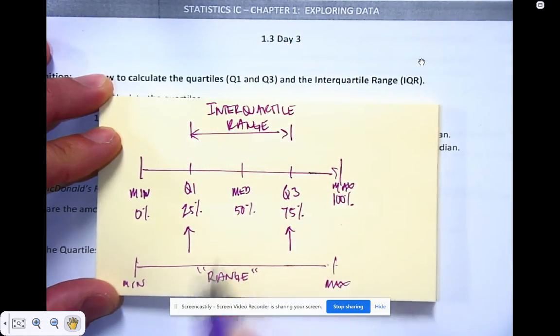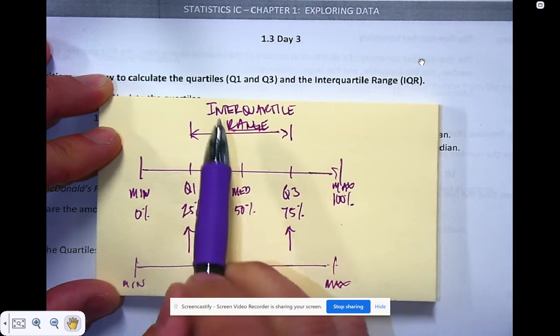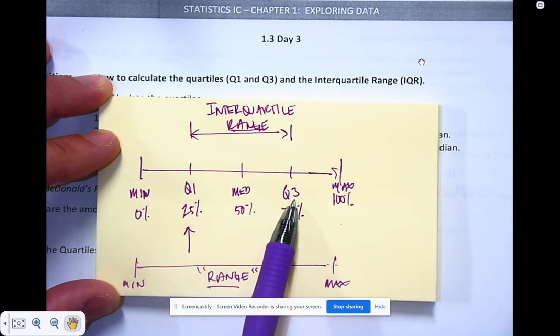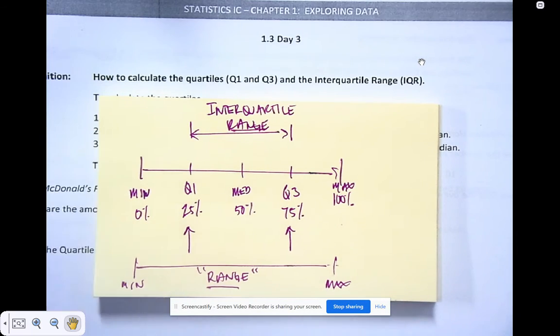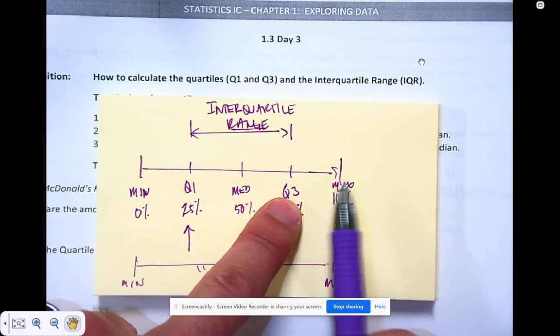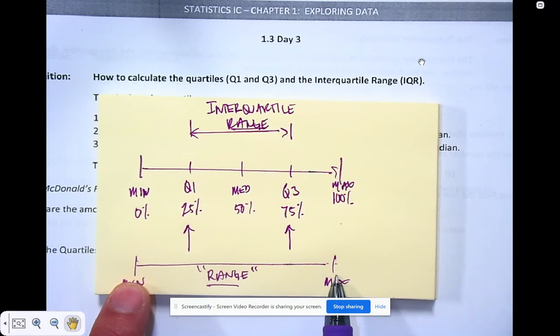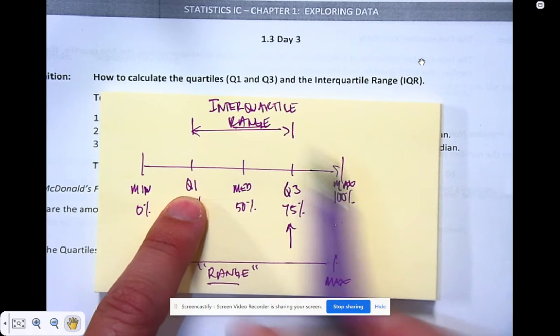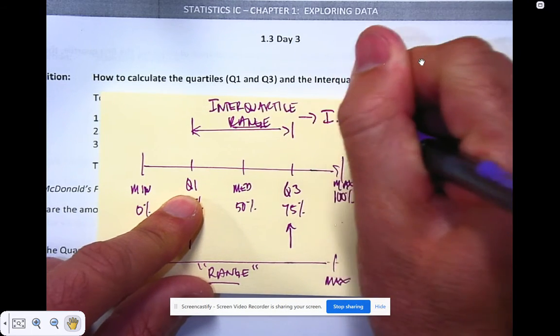Okay, so it's still a range, right? It's just the interquartile range. So it's the distance from quartile 1 to quartile 3. So that's just some basics: all the way there, 25% of the way, 50, 75, 100. From max to min is the range. If you only go from quartile 1 to quartile 3, you have an interquartile range. We call this IQR.